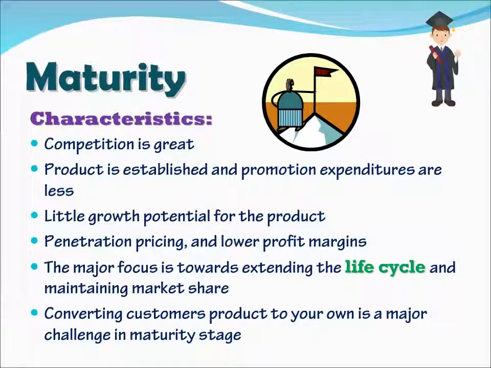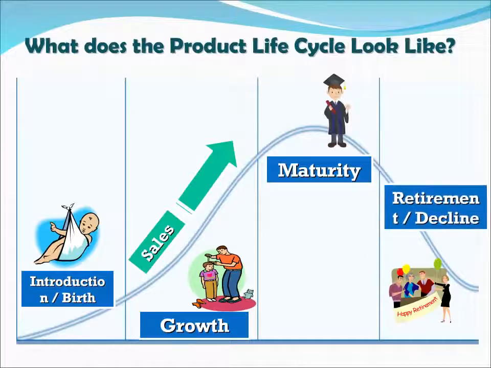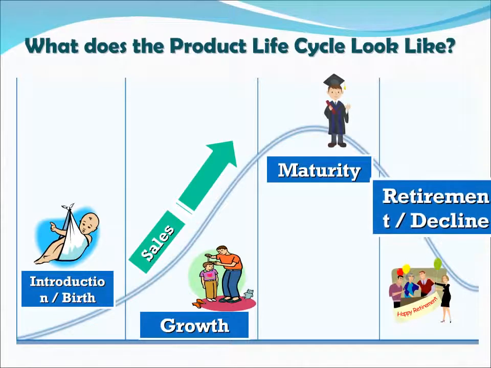And you want to convert any customers who are out there in the market that you operate in to your own product, so away from your competitors' products, so that you can, again, take in more and more profits. So you've maintained that maturity stage as long as you can, but now all of a sudden it's starting to decline. This is the retirement decline stage.